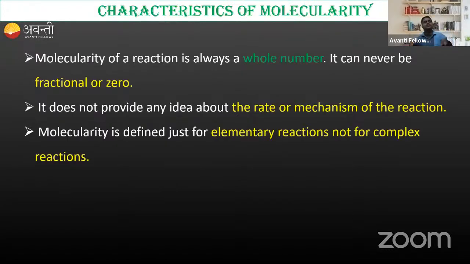Next, the molecularity of a reaction is always a whole number. Remember this. Molecularity of a reaction can never be a fraction or zero. It does not provide any idea about the rate or mechanism of the reaction. Molecularity is defined just for the elementary reaction and not for the complex reaction. Always remember, molecularity is determined only for the elementary reaction, not for the complex reaction. So I hope this is clear to you.